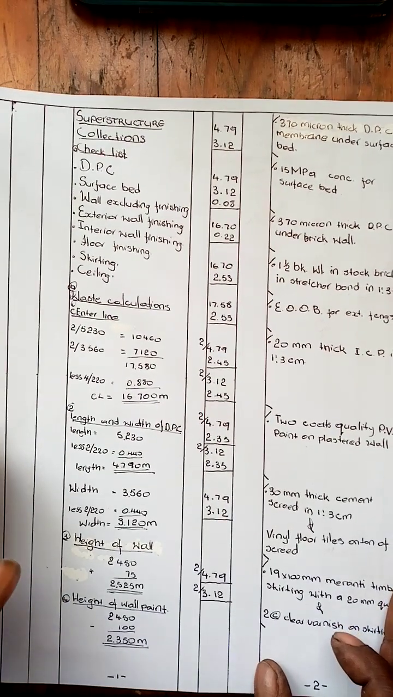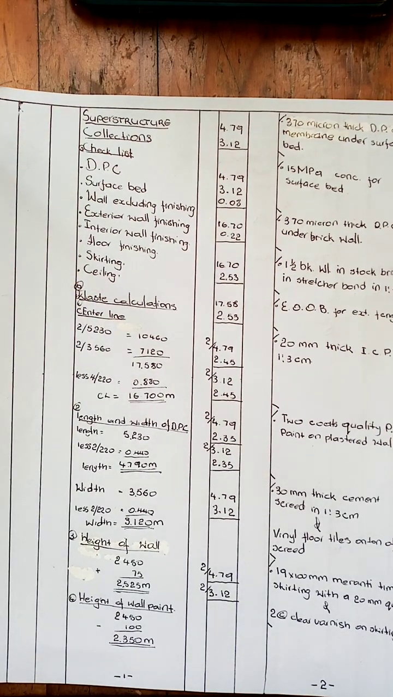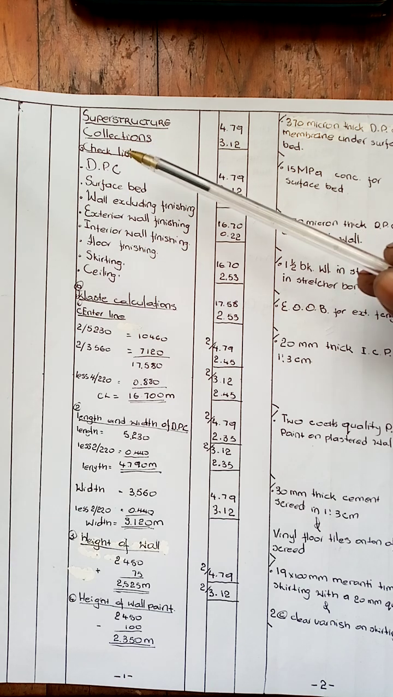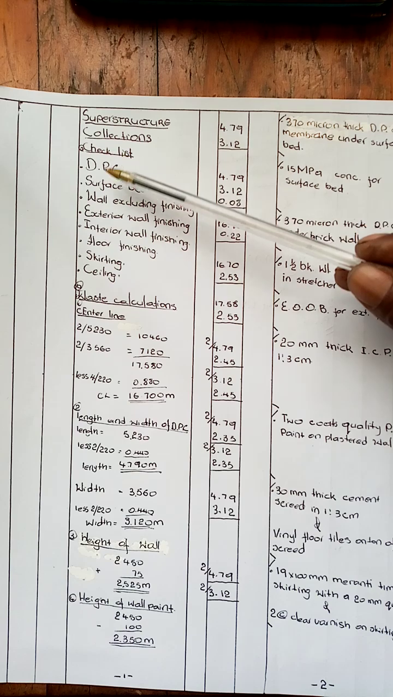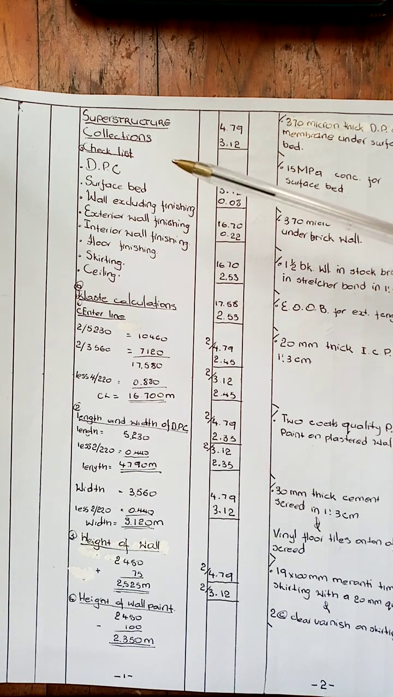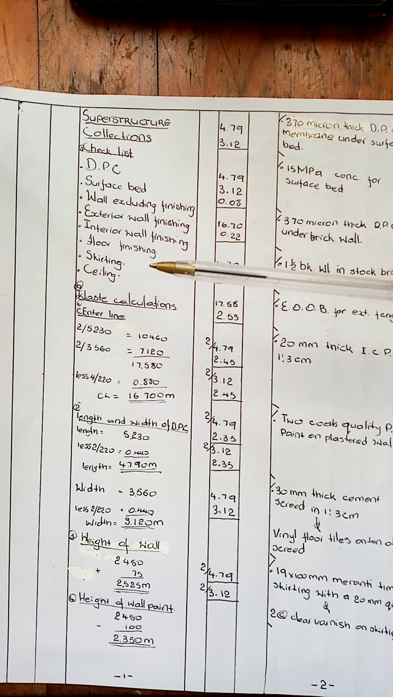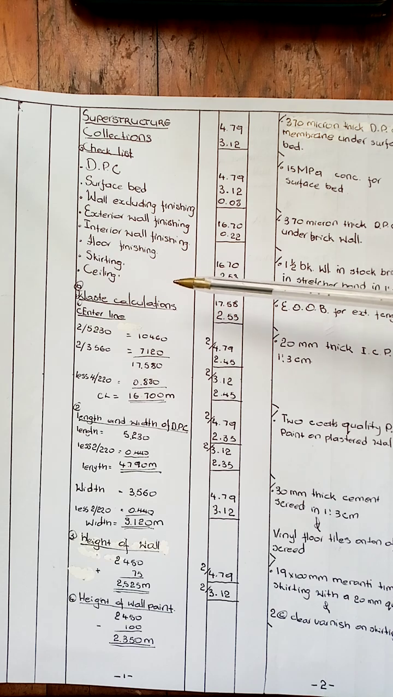Now let us start our work. Superstructure, there it is. We start with the collections. A, we start with the checklist. Under the checklist, a subheading, we will list according to the bullets. We've got the DPC, the surface bed, the wall excluding finishing, exterior wall finishing, interior wall finishing, floor finishing, skirting, and the ceiling. B, we've got the waste calculations.